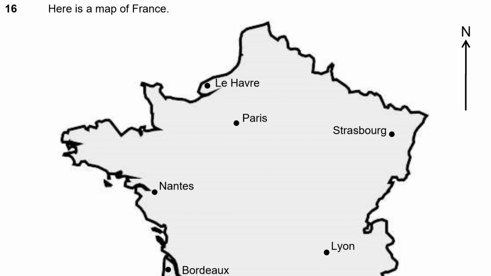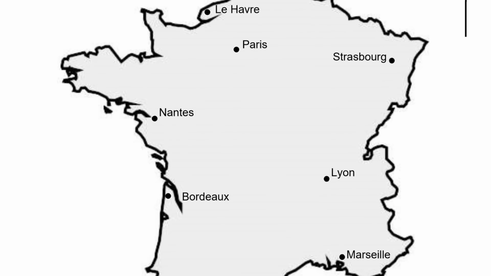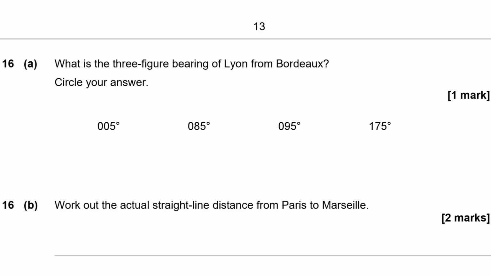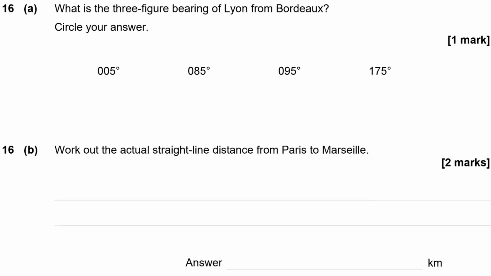Here is a map of France, and we can see we've got several cities marked on the map, and we've got a scale down here. It says 1 centimeter represents 80 kilometers. Okay, what's the question ask? Over the page. What is the 3-figure bearing of Lyon from Bordeaux? The 3-figure bearing of Lyon from Bordeaux.